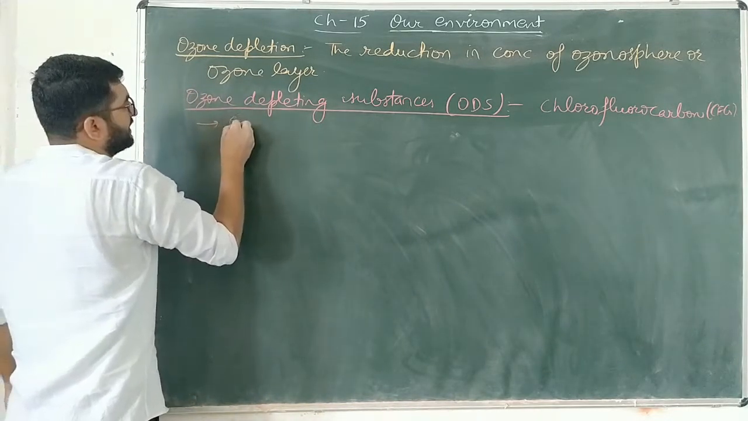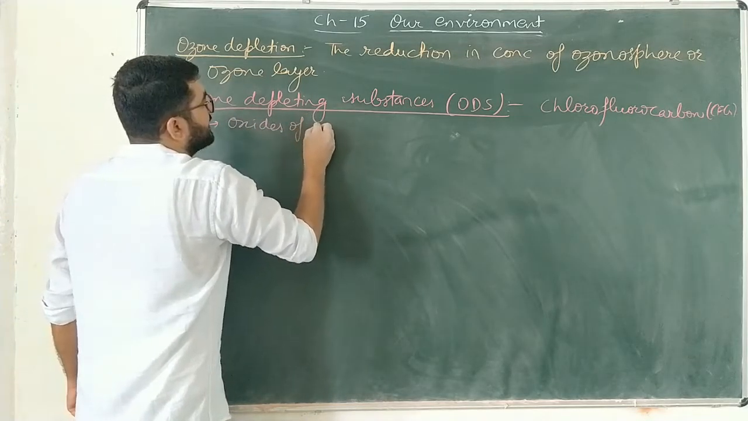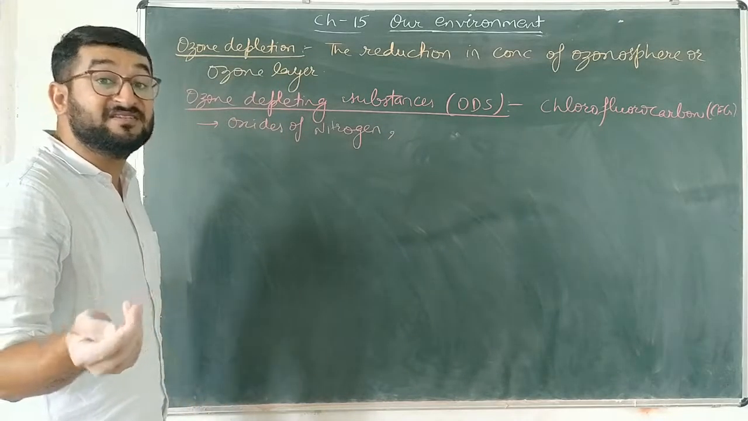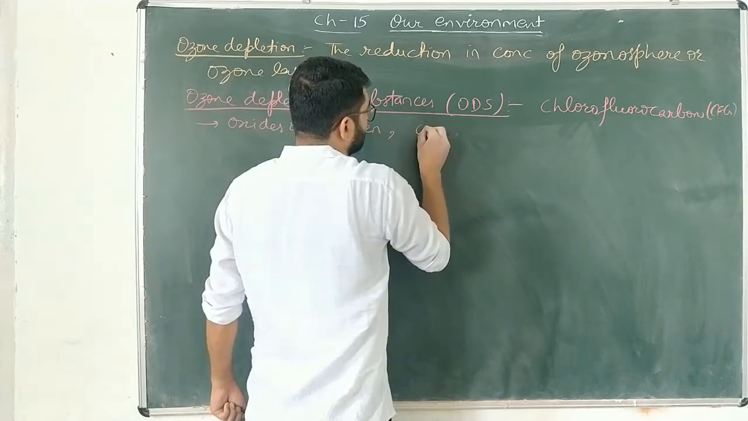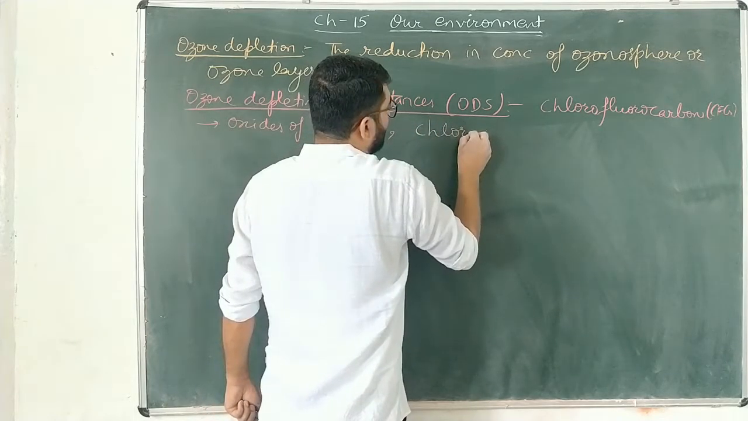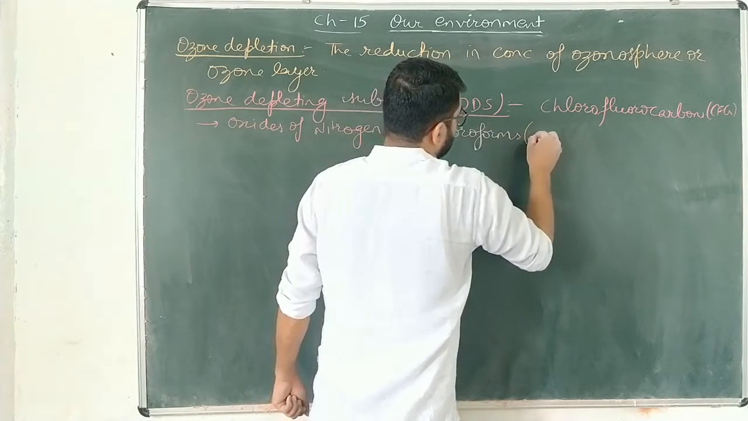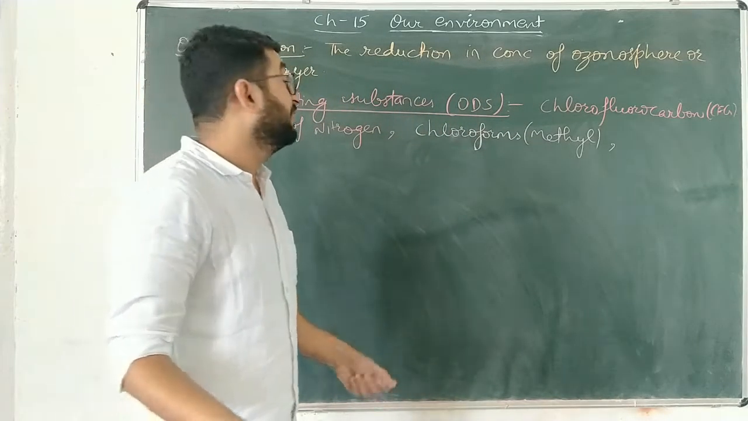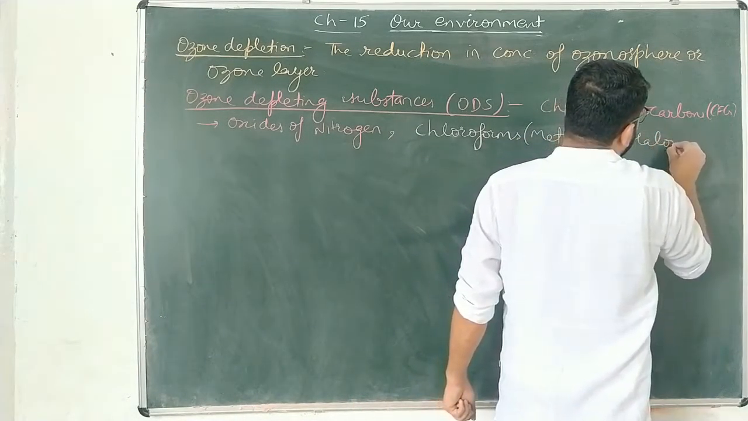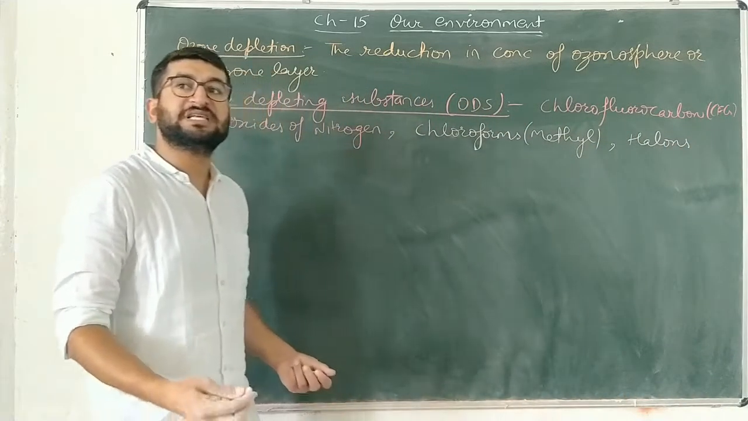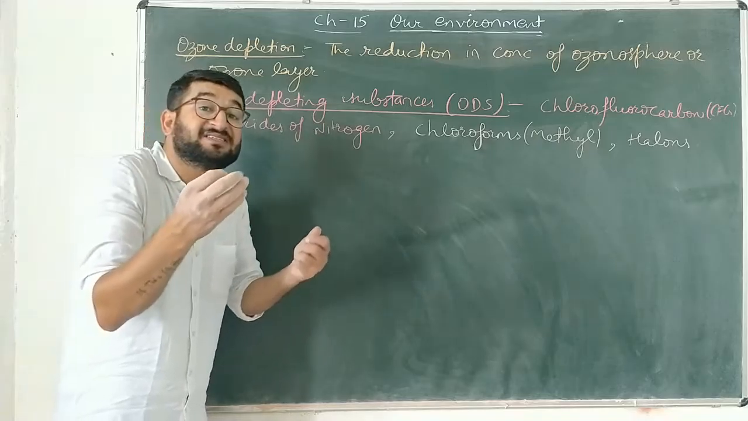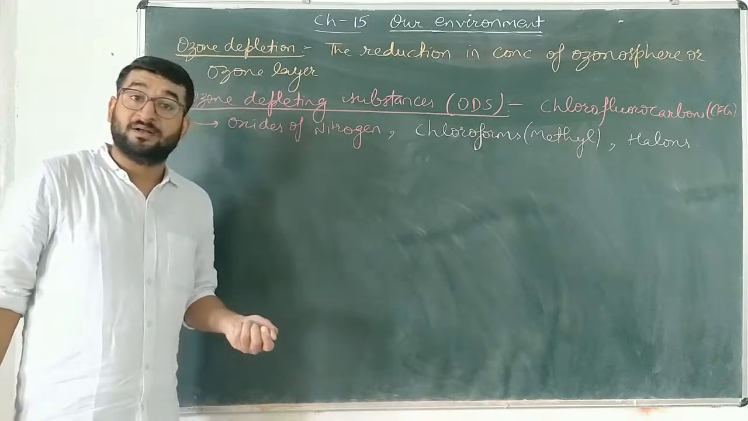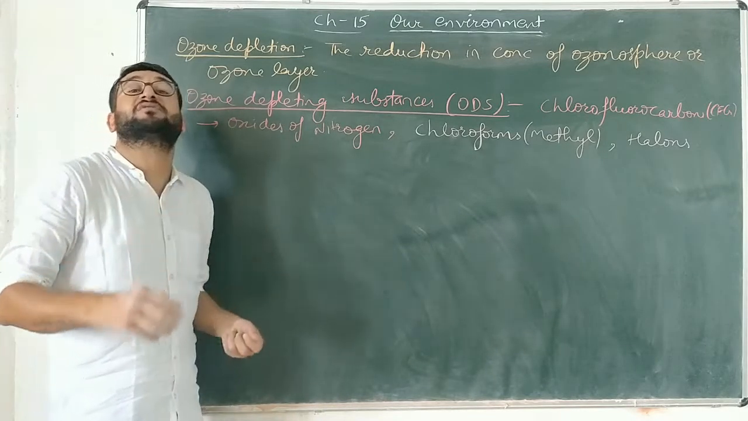The other ones are the oxides of nitrogen, which is released by the burning of petrol, like nitrogen dioxide released by the burning of petrol and diesel in the automobiles. Other ones are methyl chlorofoms. They also harm the ozone layer. Halogens, these are the group of compounds which contains chlorine. So these are the substances which are referred as ozone depleting substances. Certain pesticides are as well there which harm the ozone layer, which reduce the concentration of ozone layer.